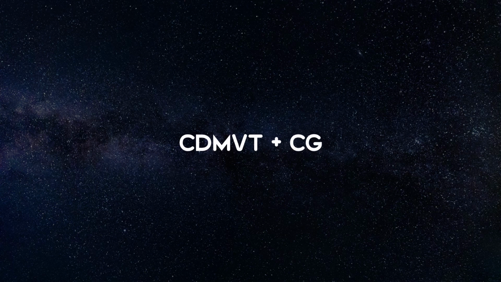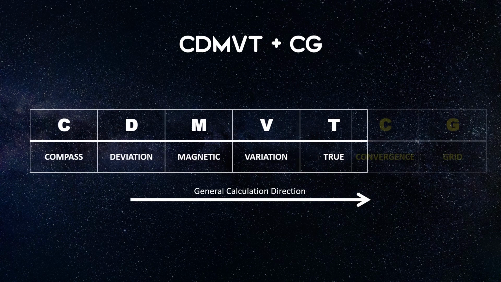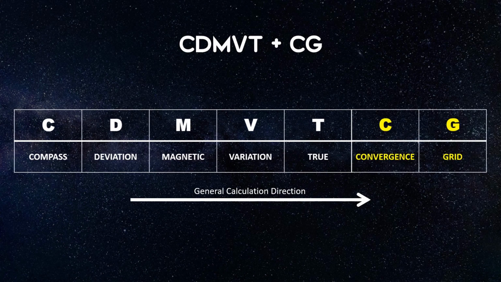CDMVT plus CG. Because grid north is a type of direction datum, the procedure to convert grid direction to true direction is similar to the method of converting between direction datum that was explained in part 2 of this video series. We just need to add 2 more columns to the CDMVT table. The 2 additional columns are titled C for convergent and G for grid direction. Convergent east is positive and convergent west is negative.